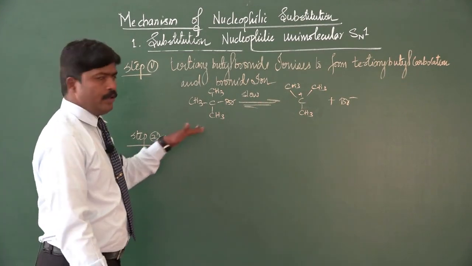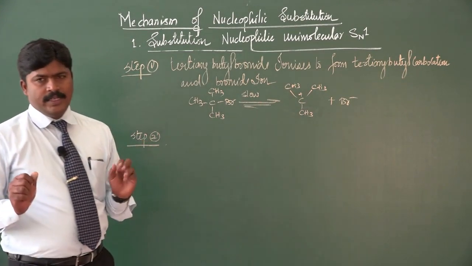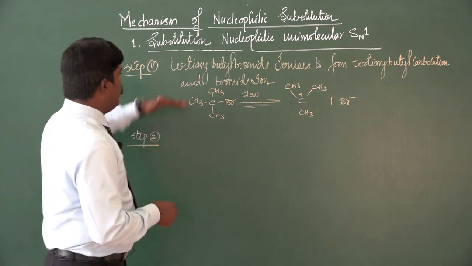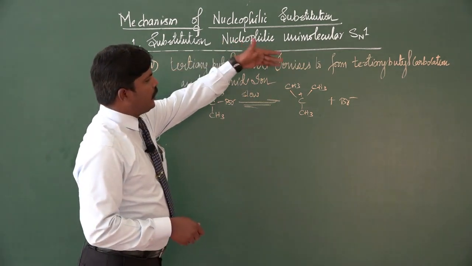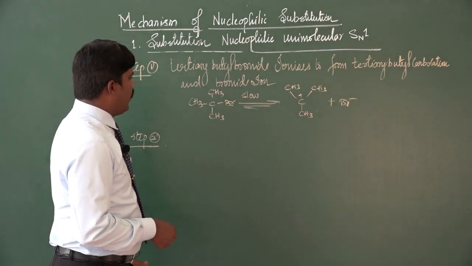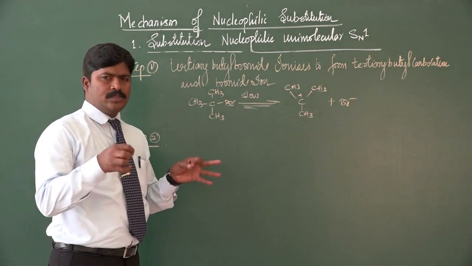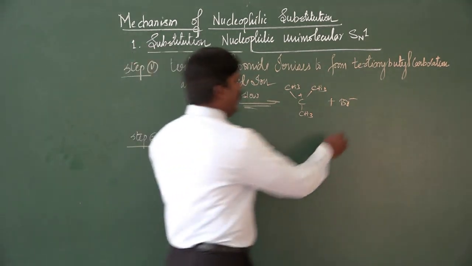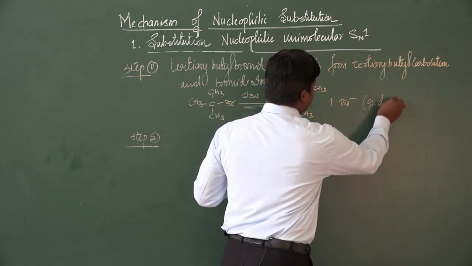The second step we are going to learn now. Step 1 I have just finished. Step 1 was: tertiary butyl bromide ionizes to form tertiary butyl carbocation and a bromide ion. It is a slow step. Therefore, it is also the RDS, the rate determining step.